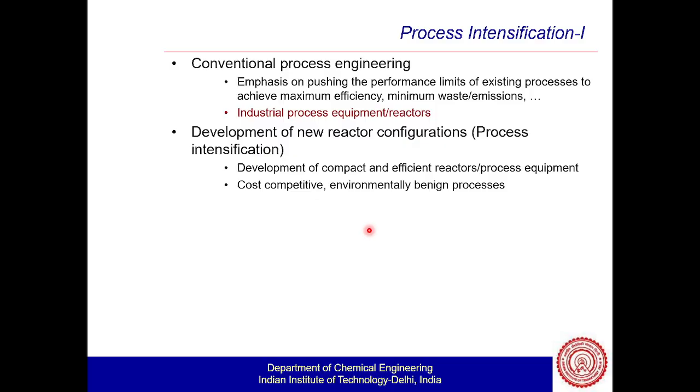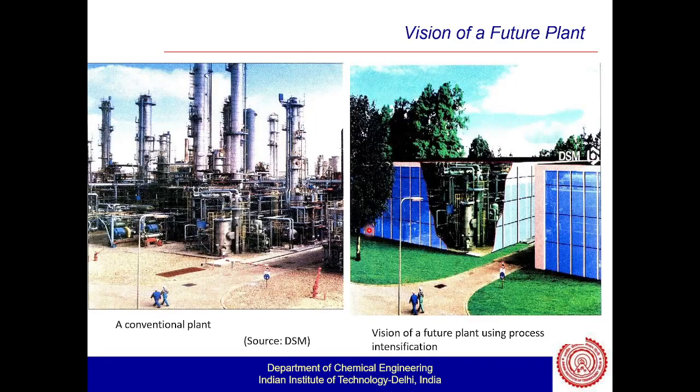So in this industrial reactor itself, we have to modify it in order to have a better efficiency. So what we have to do is basically the development of compact and efficient reactors or process equipments and cost competitive environmentally benign process, which are basically environment friendly process so that it doesn't have too much emission. By the way, nowadays we are discussing about carbon capture, where the carbon dioxide is captured by using tertiary amine, which basically results in less pollution itself. So those kind of aspects are included in the main process itself to make it more environmental friendly.